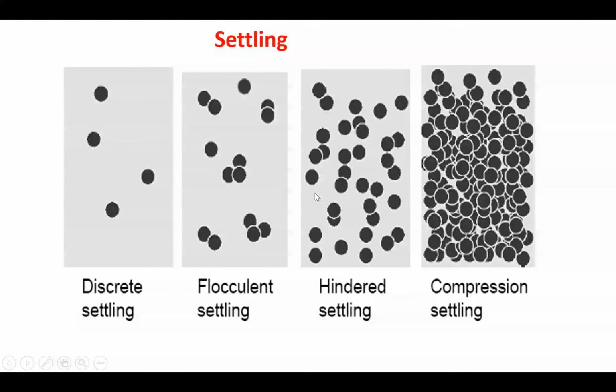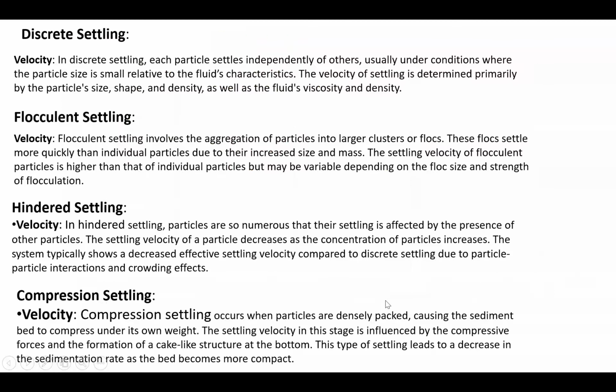the number of particles is very high. So this will make a turbulent effect, and the particles can't move properly. See, they cannot have a proper path to move. They will collide with each other, and they will form flocks also, but still the effectiveness of coming down is very little because of the collisions and all. So that is hindered settling.